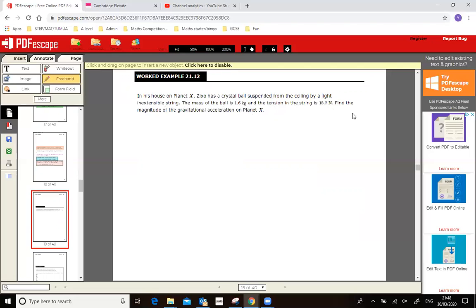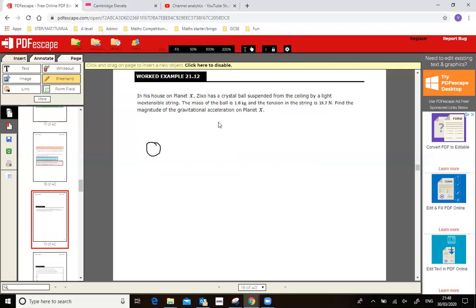As you can see in this question, because it's on a different planet, the gravitational acceleration is not simply g, which is 9.8. Hence, we have to use other information to work out the new gravitational acceleration. So why don't we start by drawing a little diagram? I'm going to use a circle to represent the crystal ball.